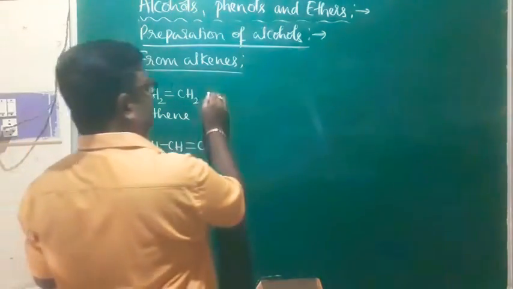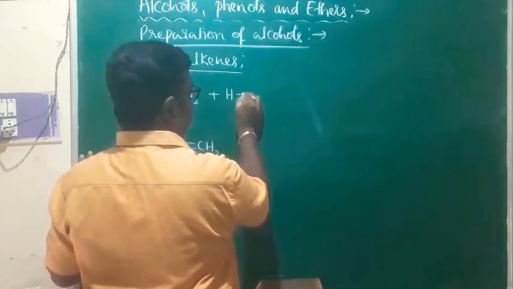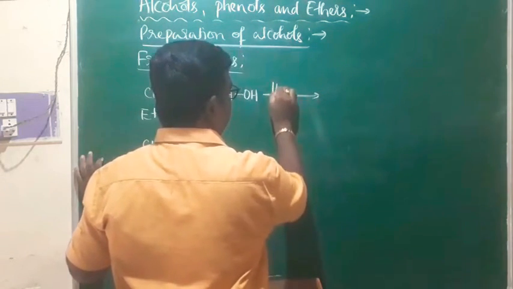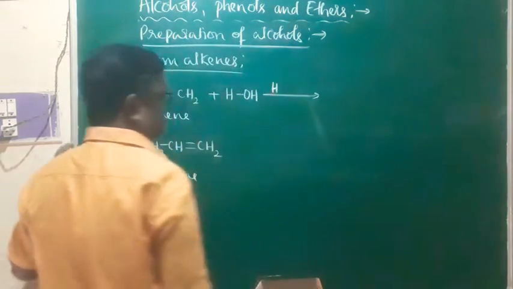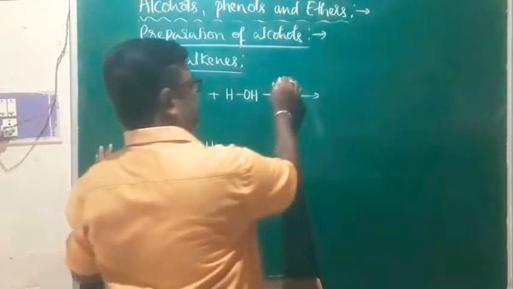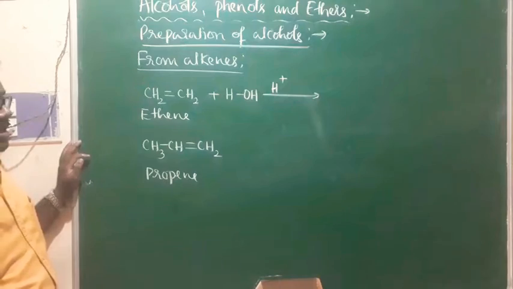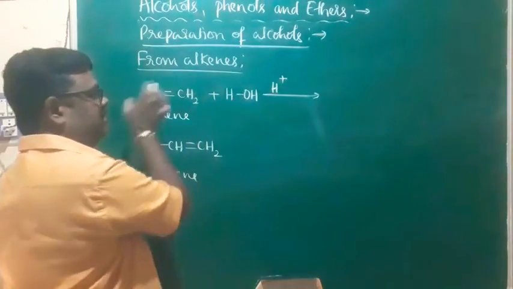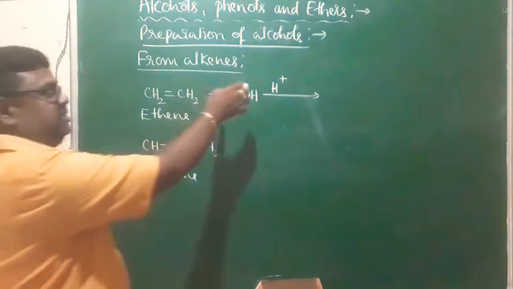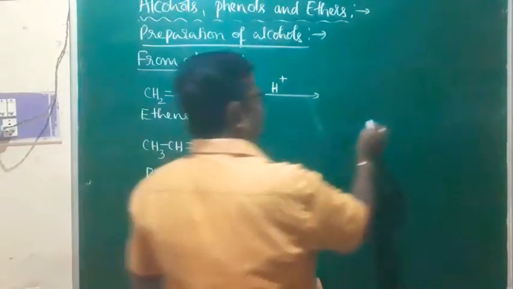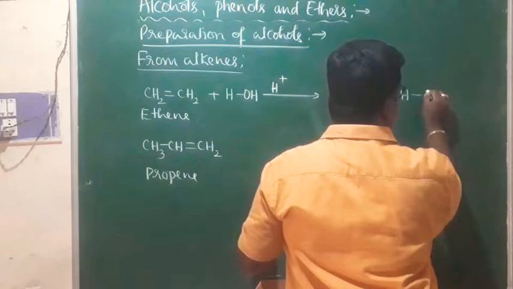If this ethene undergoes acid catalyzed hydration, in the presence of H plus ion, that is acid medium, that is addition of water across the double bond. Hydration is addition of water across the double bond, right? That is as far as water is concerned. Look at this. This is water.